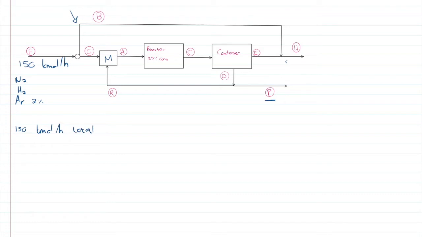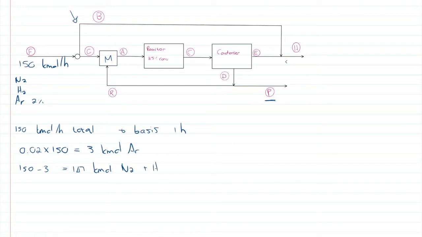So I'm going to choose my basis as 1 hour. So if my total feed is 150 kilomoles, 2% of that is argon. So we have 3 kilomoles of argon. Then the rest, so 150 minus 3, is nitrogen and hydrogen.